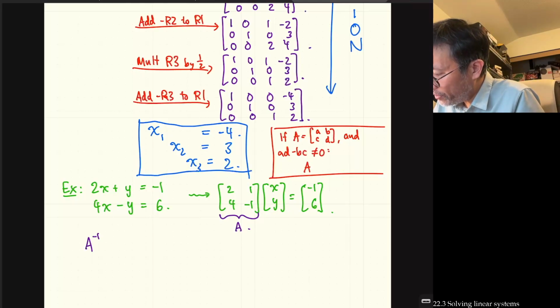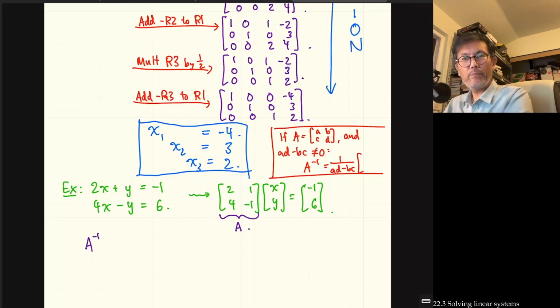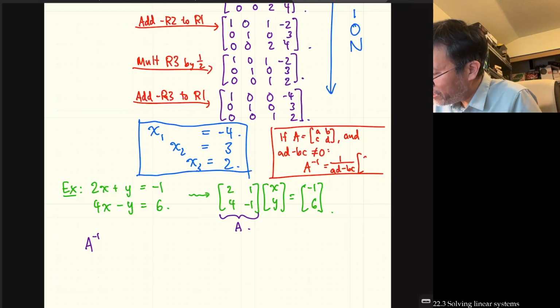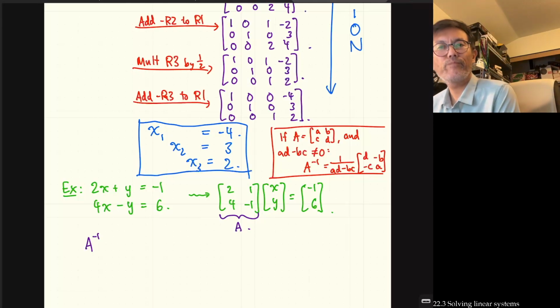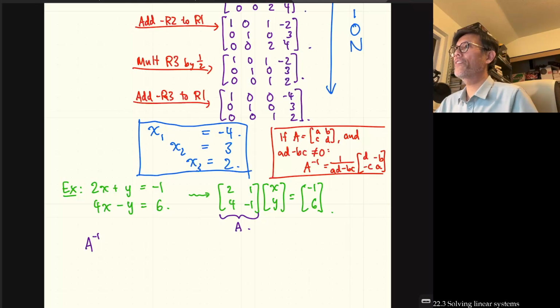Then A inverse can be written as 1 over AD minus BC times, and it's a weird amalgam. It's like D, A, and then negative signs on the off diagonals like this. They don't change positions, but they get negative signs. Okay? And you can check this yourself.